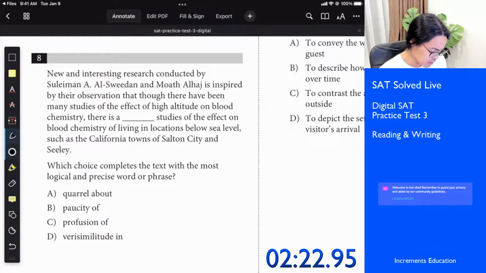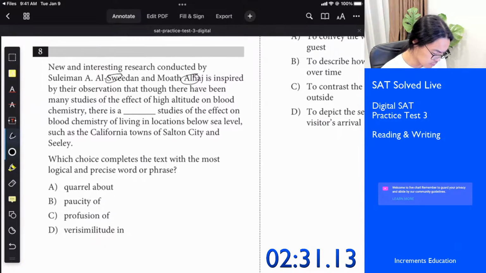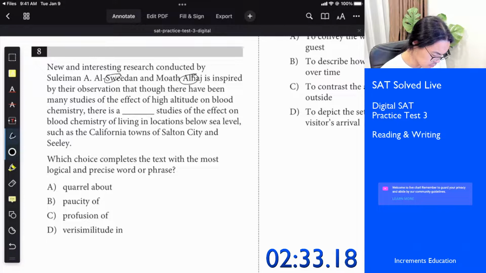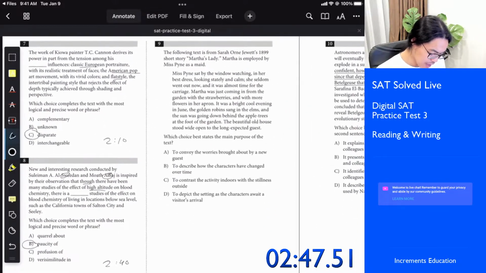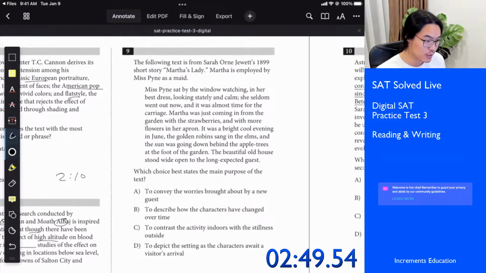It's very strange. Suleiman and Al-Hajj's research is inspired by the observation that there have been many studies of the effects of high altitude on blood chemistry, though there is a dearth of studies, a paucity of studies. Oh, wow. Yeah, we are going back to vocabulary. It's a feeling that I was having, but we really are going back to vocabulary. This is more like the old school SAT.